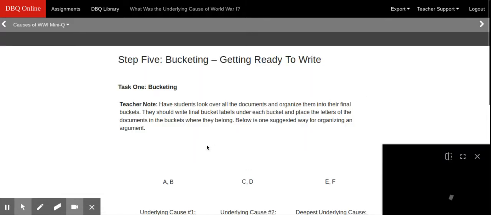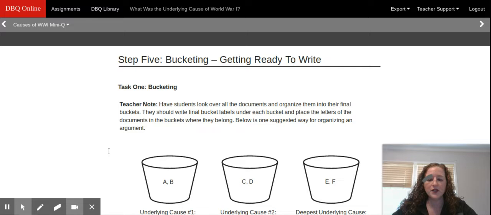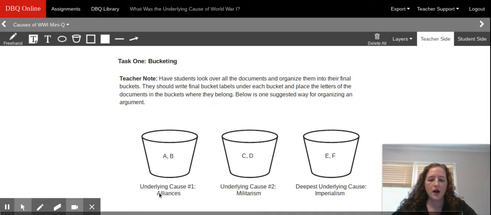And let's see if this is going to switch. There we go. So for this one, the person that was reading it made their buckets about alliances, militarism, and imperialism, because those are the things that they saw. Remember that main acronym we were talking about. So they thought, maybe I'll write each of my paragraphs about one of those.